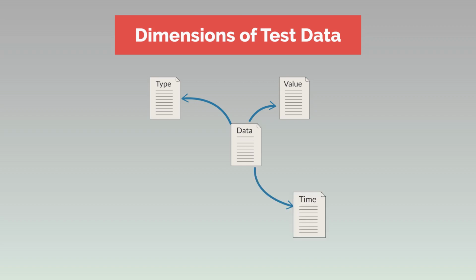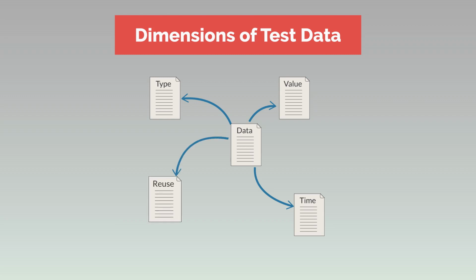Time is also an extremely important dimension. A lot of times when you have tests that pass for a period of time and suddenly start failing, time turns out to be the culprit. Maybe the data expired. For example, an insurance policy reached its expiration date.